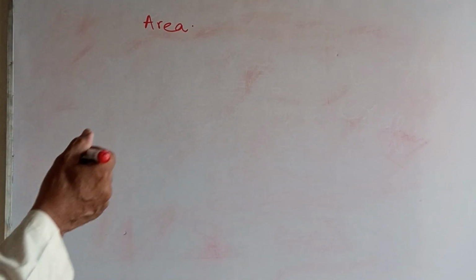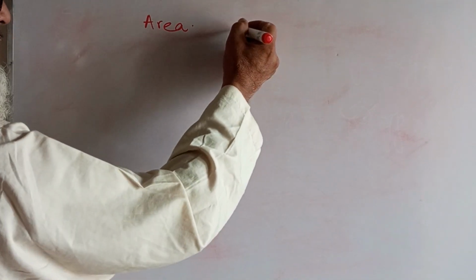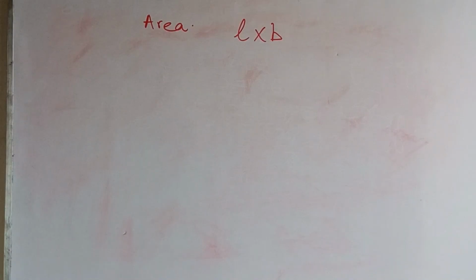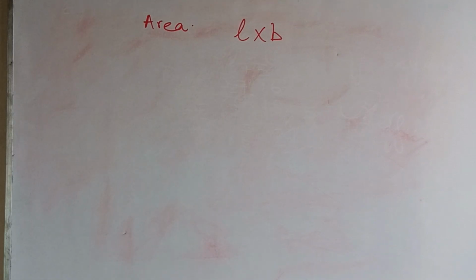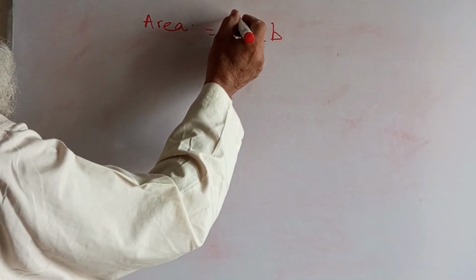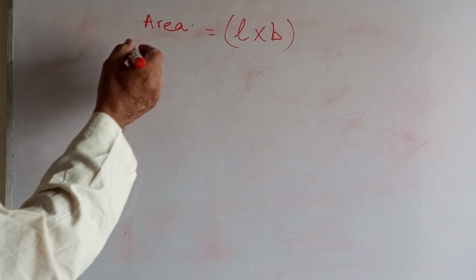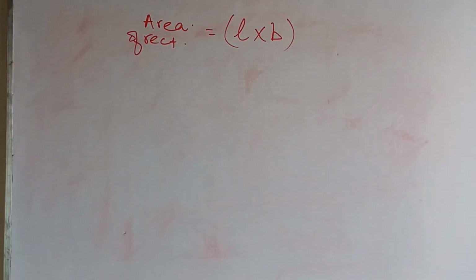For example, if I take this board, there is a length, this is the length, and this is its breadth or width. Now, the area of this will be L multiplied by B, means length multiplied by breadth. Length multiplied by breadth is the area of a rectangle. Now, what about the area of a square?